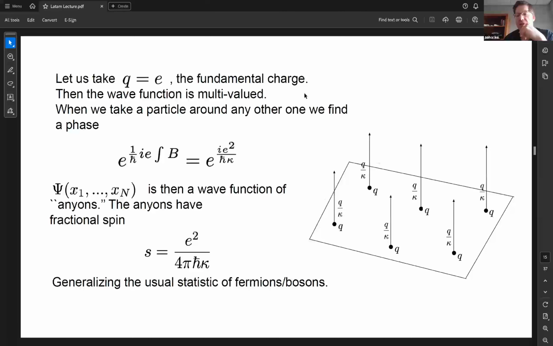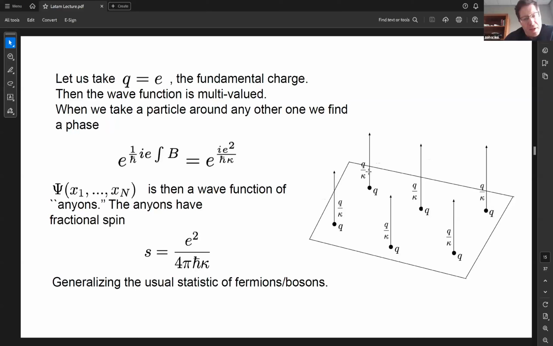So what is the best argument that I know? The best argument that I know for this quantization is to consider this two-dimensional sample. And imagine that you're required on physical grounds that you want to be able to put this sample in a compact space, something like a torus. So you could imagine that your sheet is a torus or a donut. And now the total magnetic flux through this donut would be Q over kappa times the number of particles, because each one gives you Q over kappa.